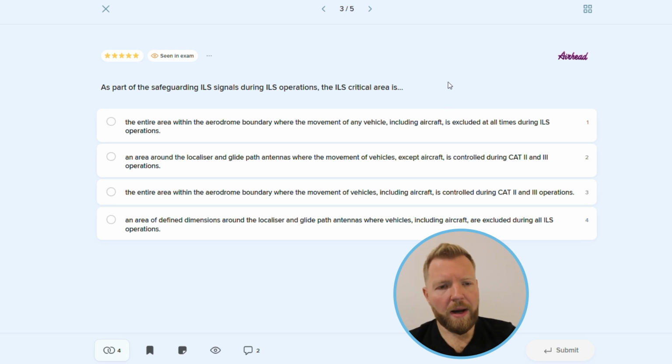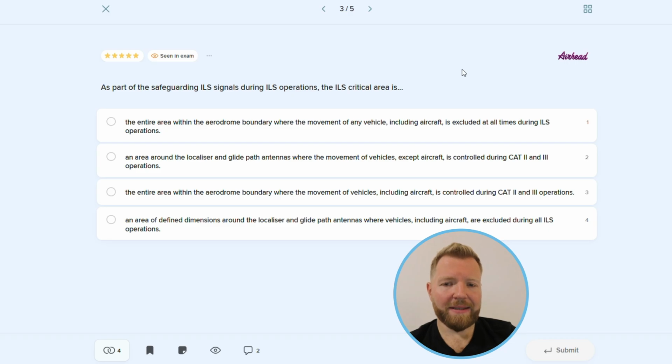So, all ILS antennas, either for localizer or glide path, have to be protected from interference. Any vehicle can block or disturb part of the signal, causing scalloping or a beam bend. So to protect the ILS signal, 2 areas are established: ILS sensitive area and ILS critical area.